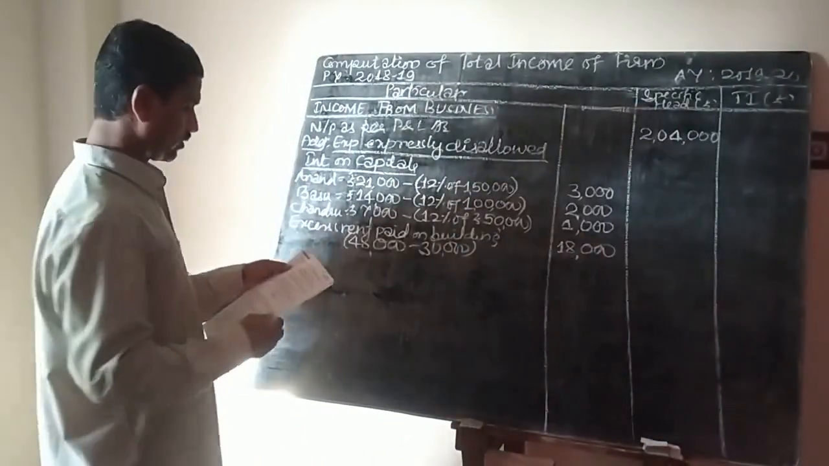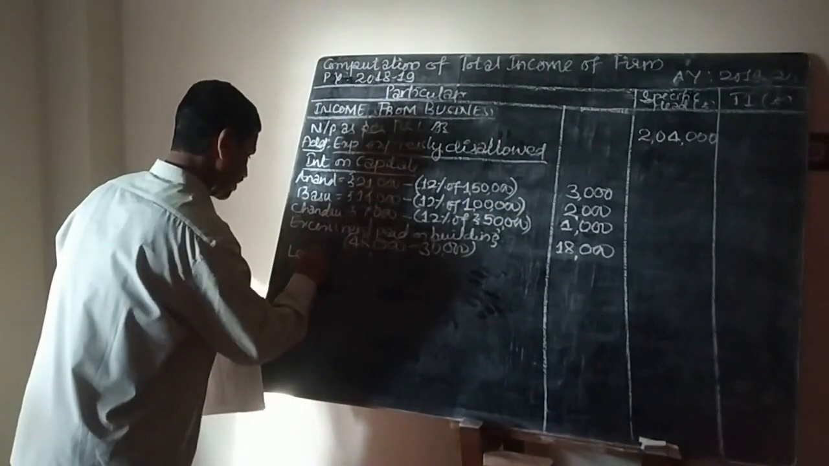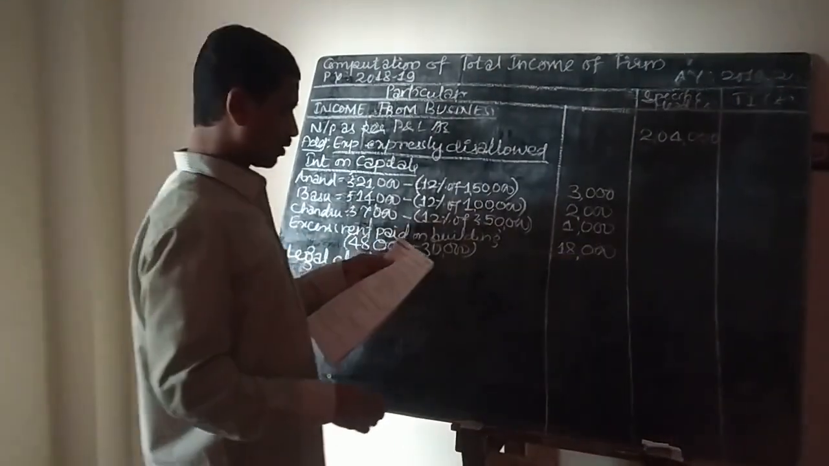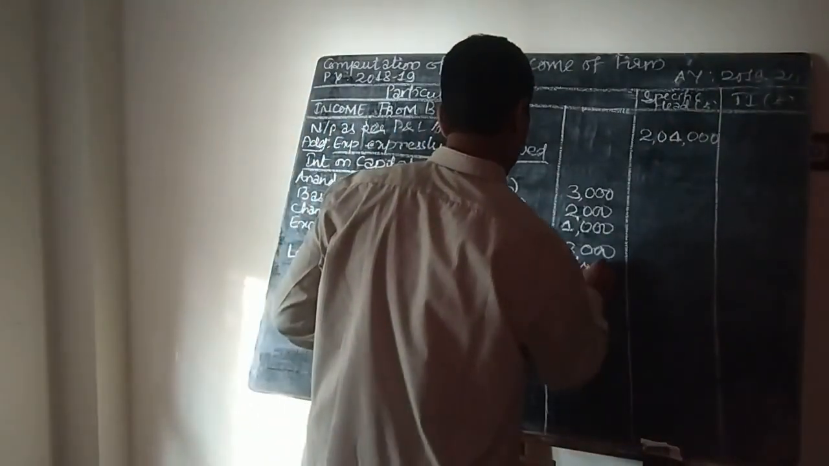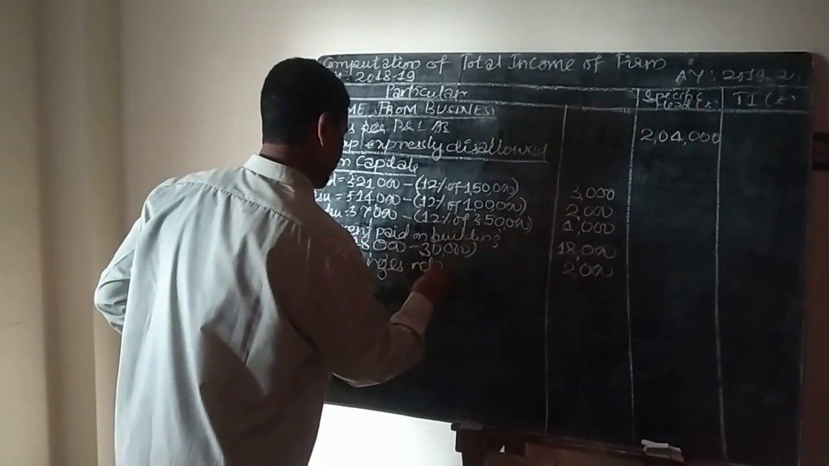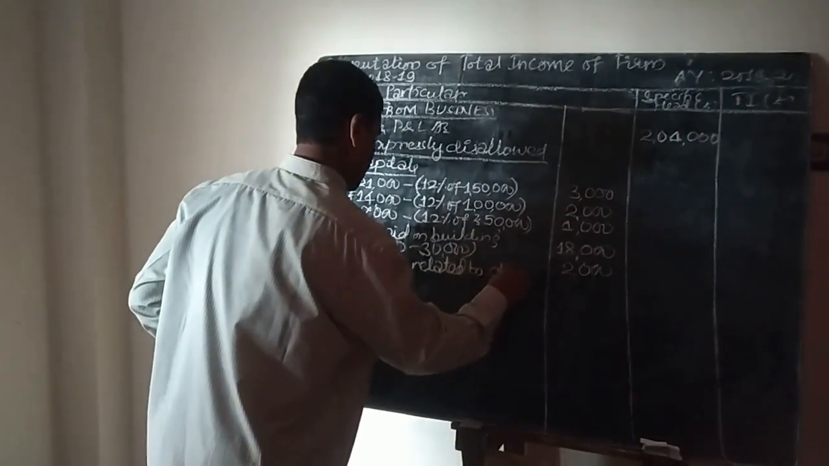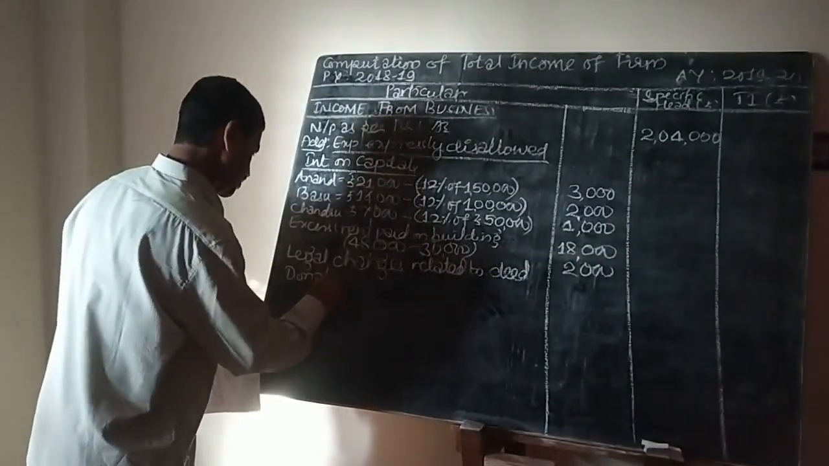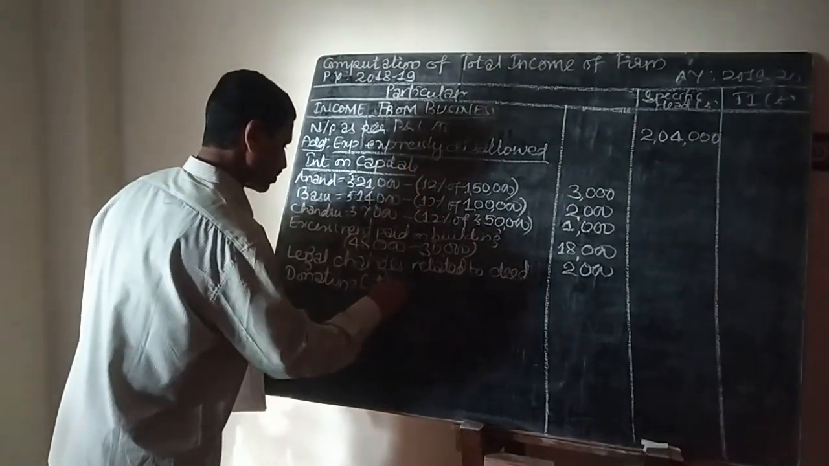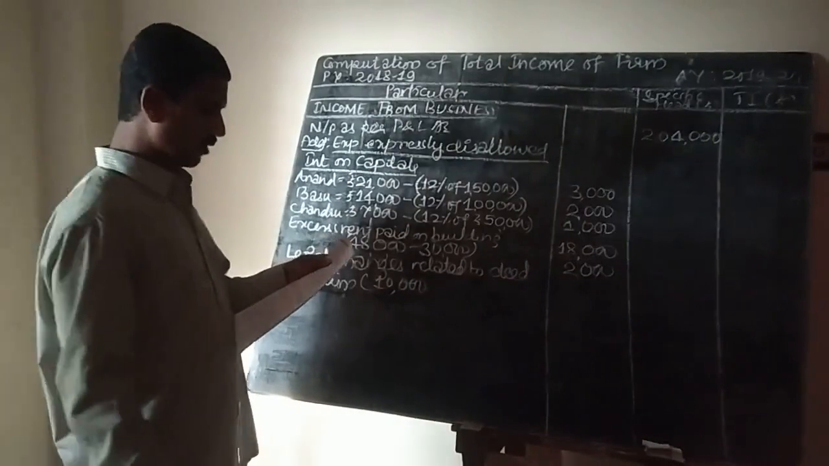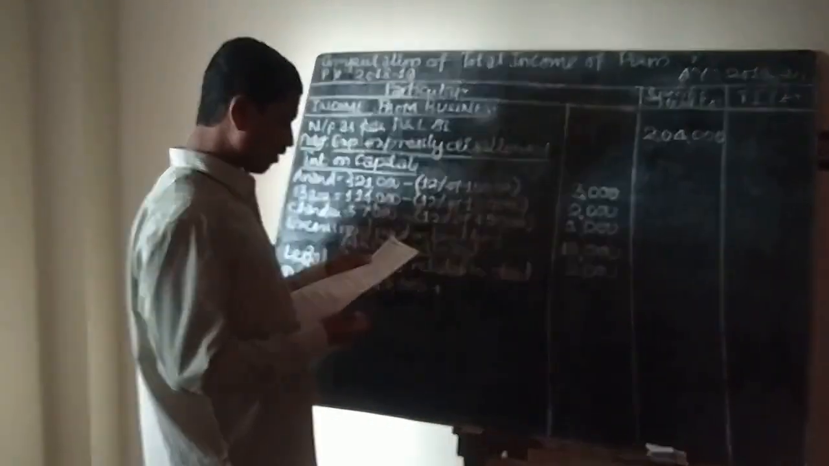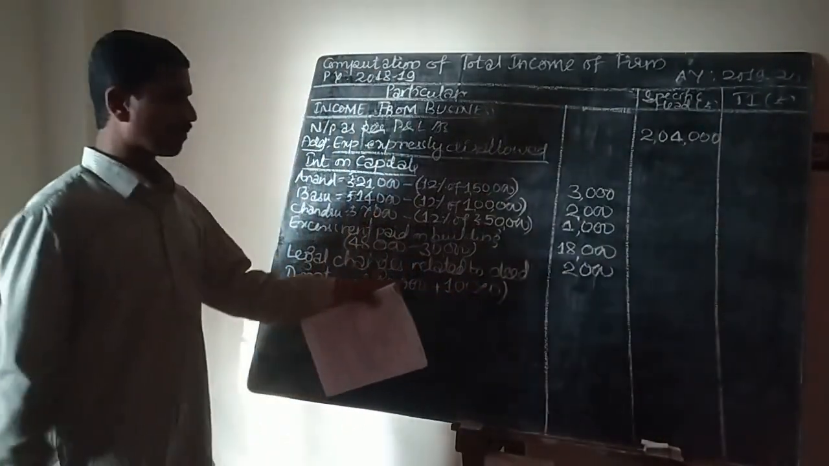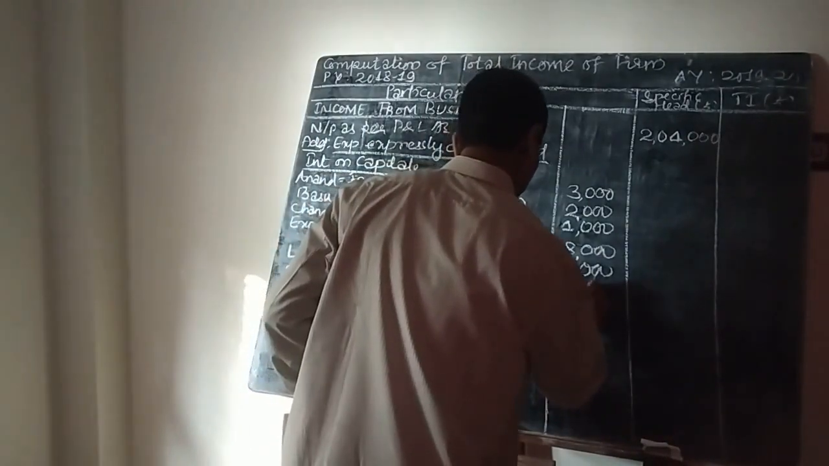Then there are legal charges and donations. Legal charges for drawing a partnership deed are a capital expenditure. So legal charges of 2,000 are related to the partnership deed. Then there is a donation. I will take the total donation here. 10,000 is paid to the state government for medical relief, and 10,000 is paid to the Jawaharlal Nehru Memorial Fund. So 10 plus 10, 20,000 here.